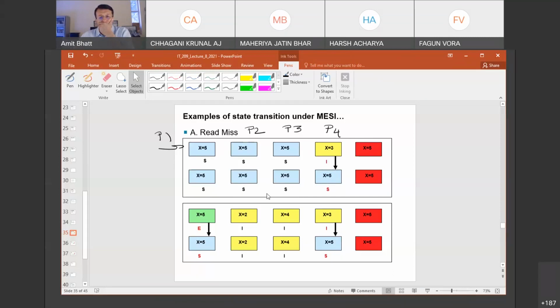Look at the second example. This example is interesting. It is using a flag called exclusive. You use the flag exclusive only when this particular processor's cache and the main memory have the most current value and no other processor has that current value.